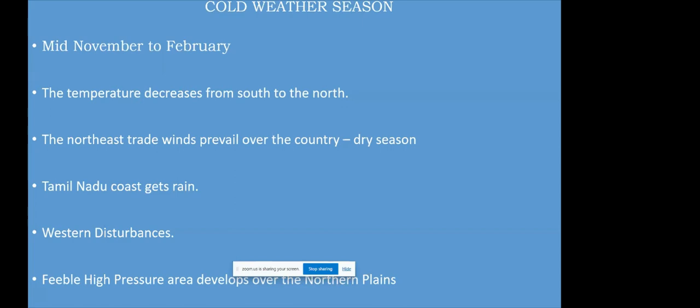But these cyclones come and disturb these pleasant weather conditions. They cause light rainfall in the northwestern plains and heavy snowfall in the Himalayan region. So the pleasant weather conditions which India experienced during winter season get disturbed. That is why we call them disturbances. As they are coming from the west, we call them western disturbances. Is that clear?